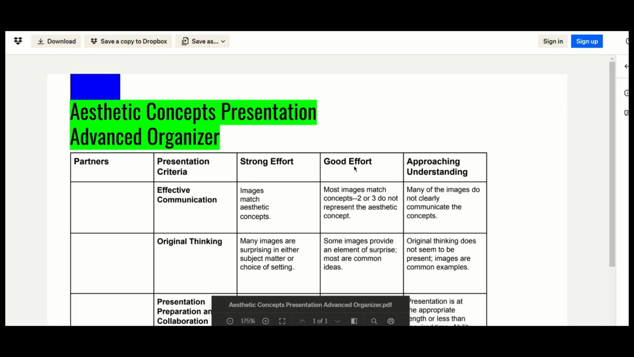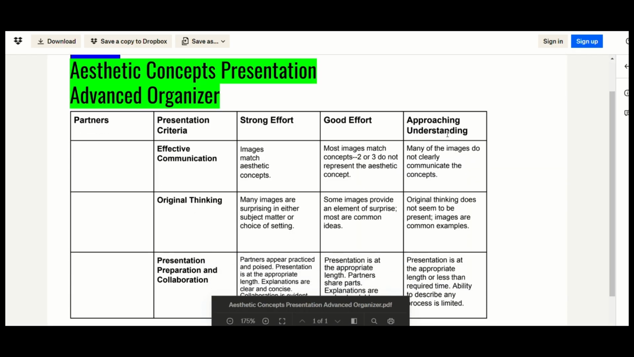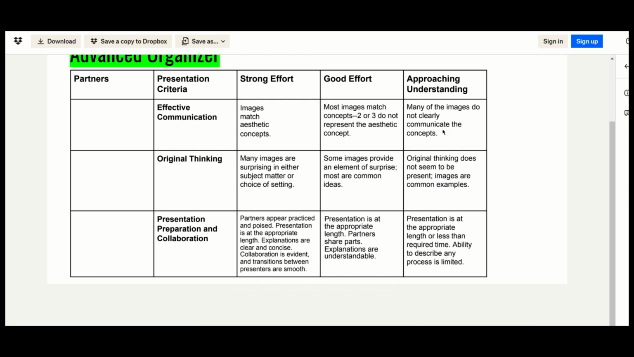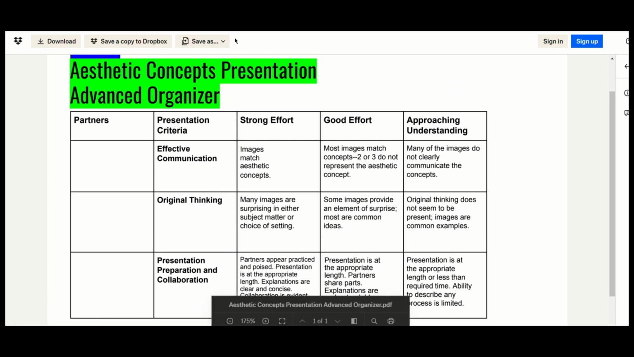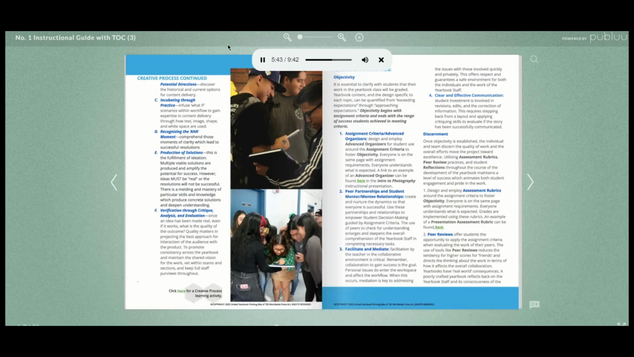This kind of organizer will ensure that all students will be on the same page and have an understanding of the expectations they need to meet. We also discussed the topics peer partnerships and student mentor-mentee relationships, facilitate and mediate, and clear and effective communication.